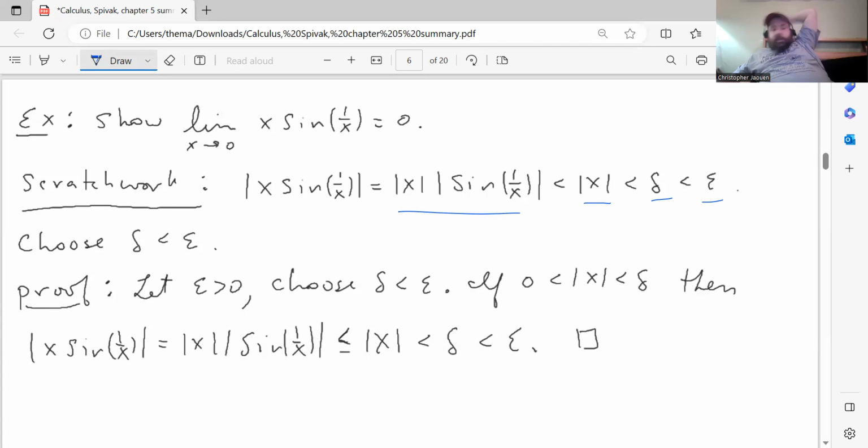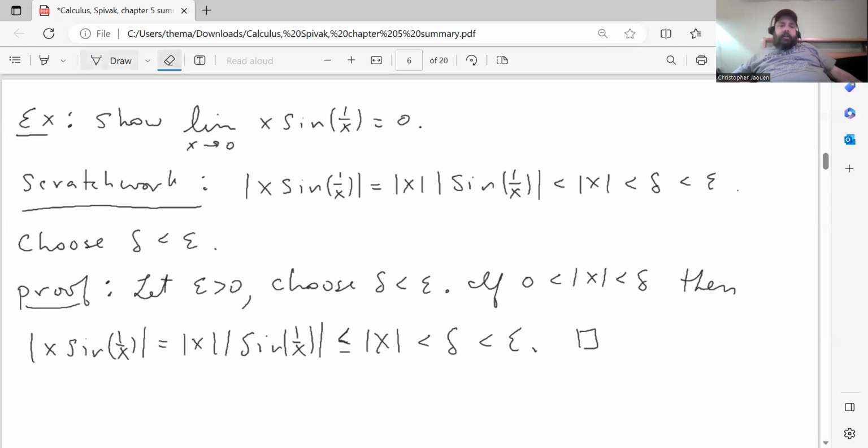So here's the proof. Let epsilon be greater than 0. Choose delta less than epsilon. If 0 is less than the absolute value of x, which is less than delta, then the absolute value of x times sine of 1 over x is equal to the absolute value of x times the absolute value of sine 1 over x, which is less than or equal to the absolute value of x, which is less than delta, which is less than epsilon, and that shows that the definition is satisfied. So that proves that the limit is 0.